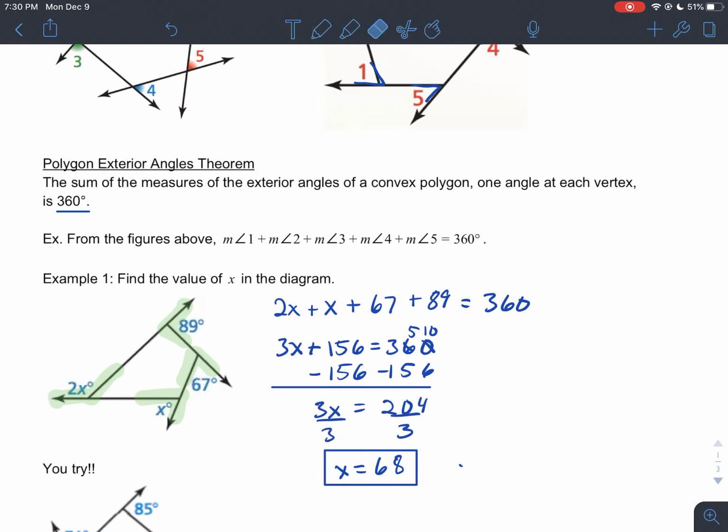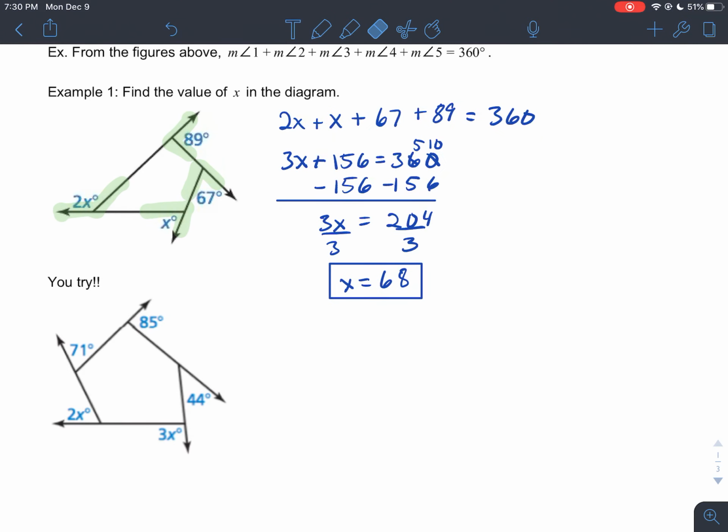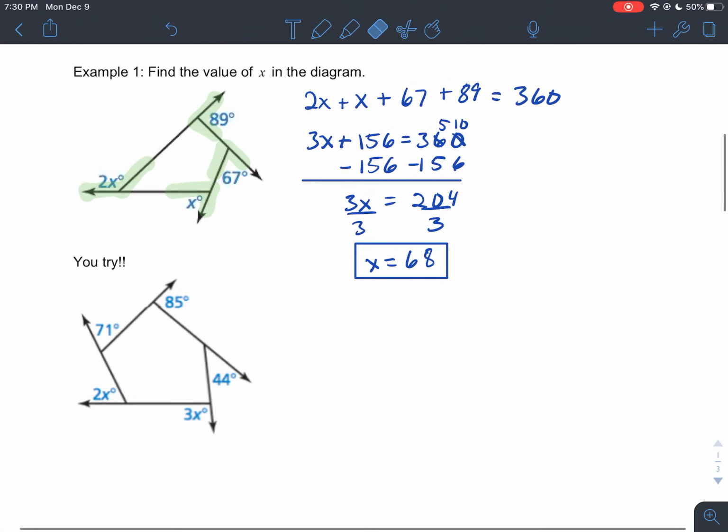All right. And since our instructions just said to find the value of x, it doesn't say to find the measure of the angle or anything, we don't have to plug it in. So we're done. So literally when it gives you these exterior angles, you just add them all up and they equal 360 degrees. All right, so I'm going to give you guys like 2 minutes to do the You Try. Remember, the sum of the exterior angles is 360 degrees.